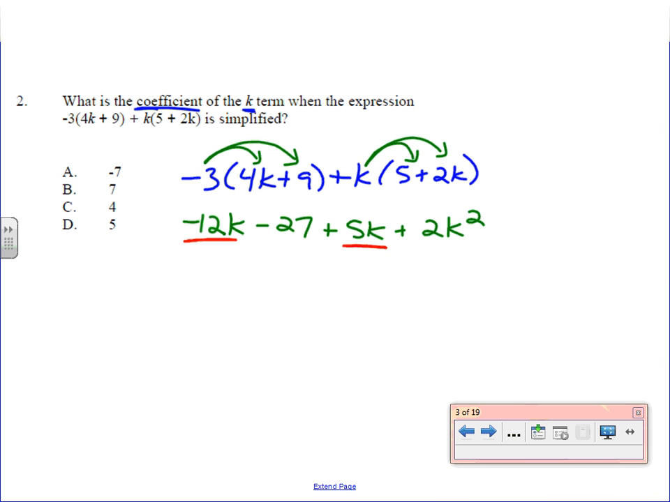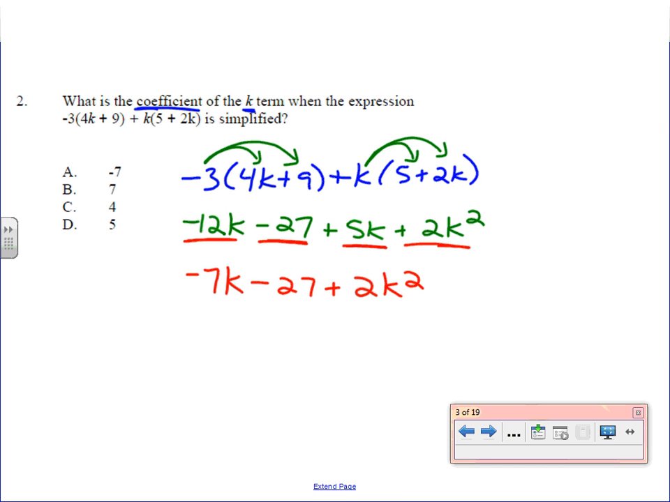Those are like terms. So negative 12k plus 5k would give you how many k? What's a negative 12 plus 5? Negative 7k. I've got this constant right here, but there's no other constant in the problem. So we're just going to bring it down. There's the negative 27. Same thing with this k squared. There are no other k squared, so I'm just going to bring that down. So here's what I get after I simplify.